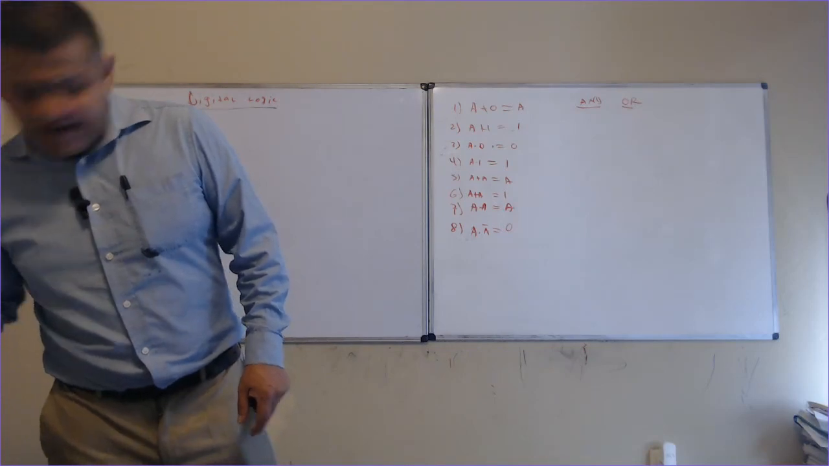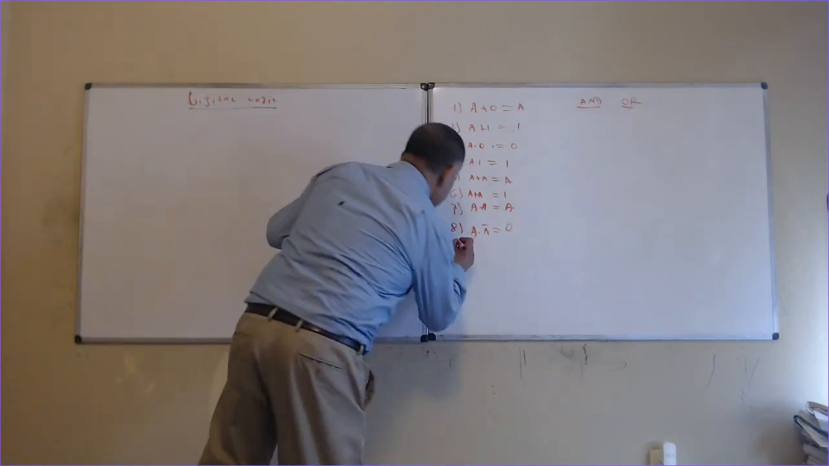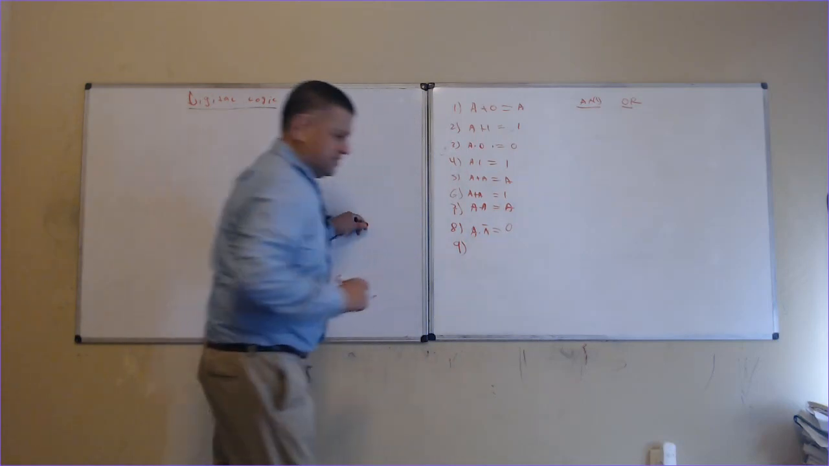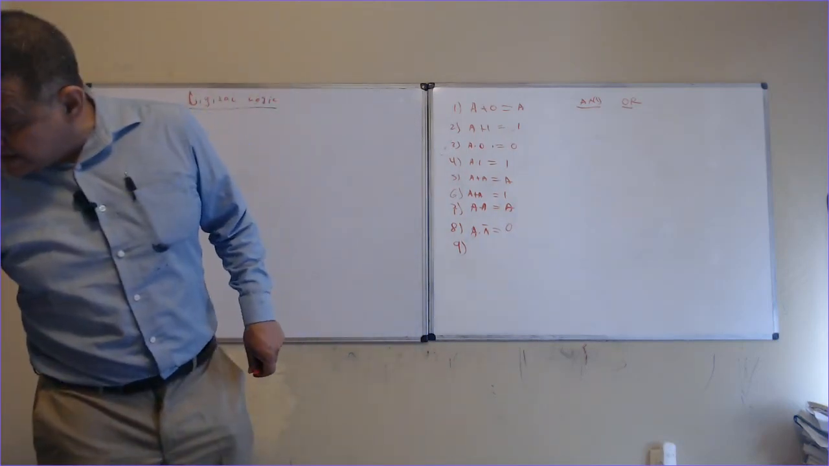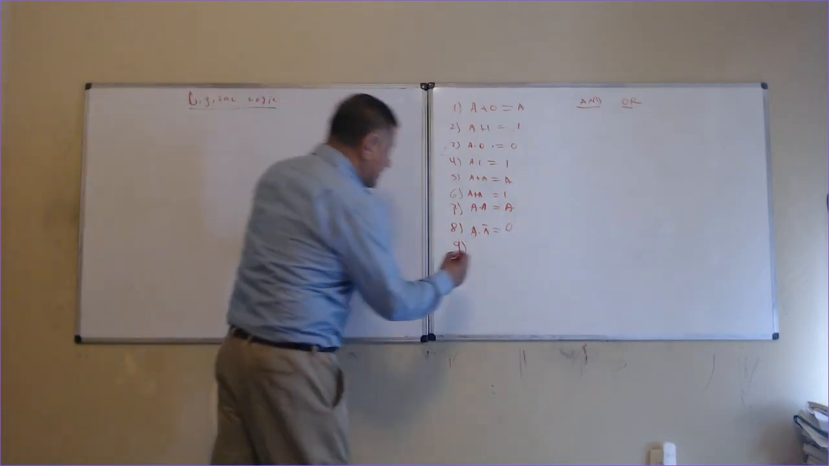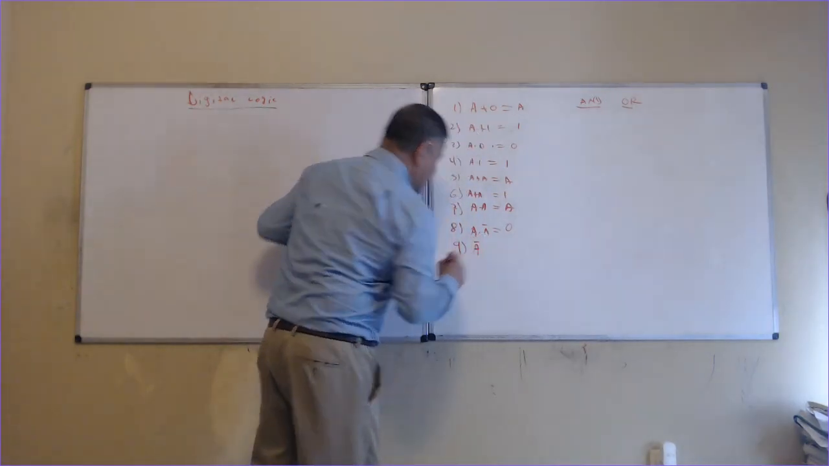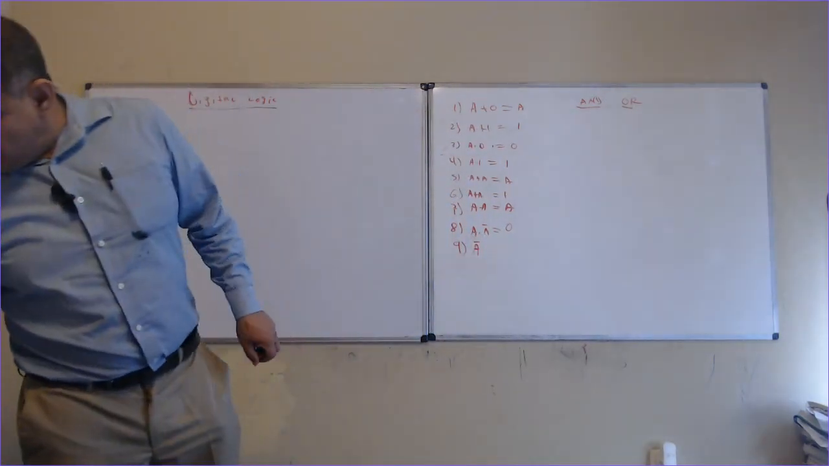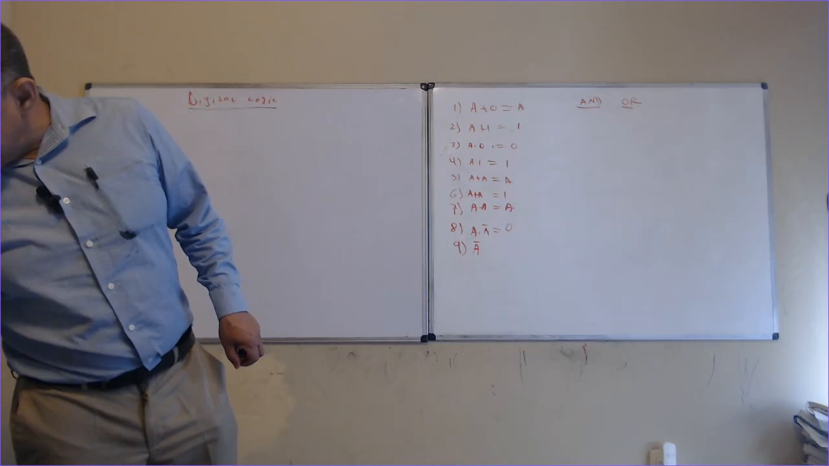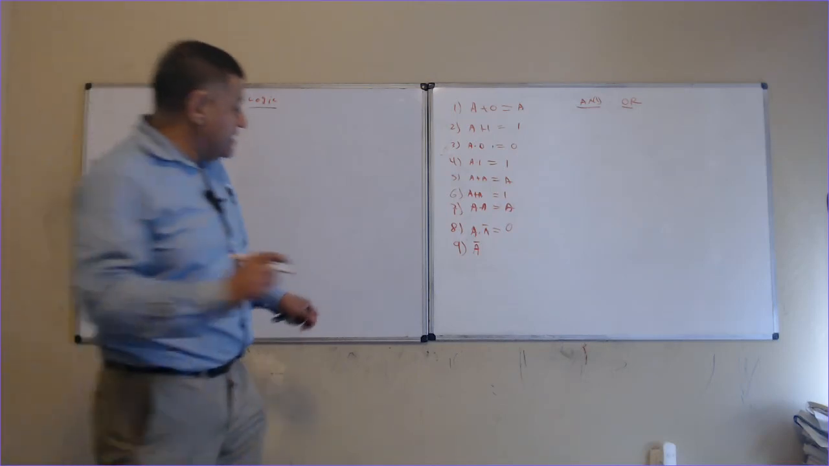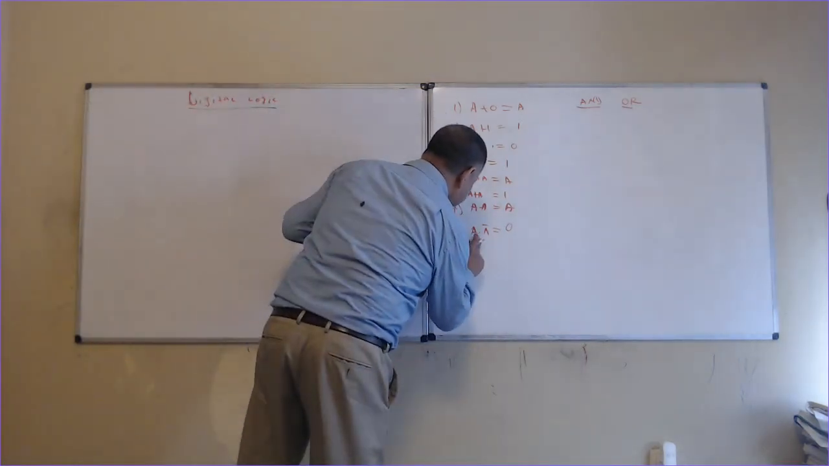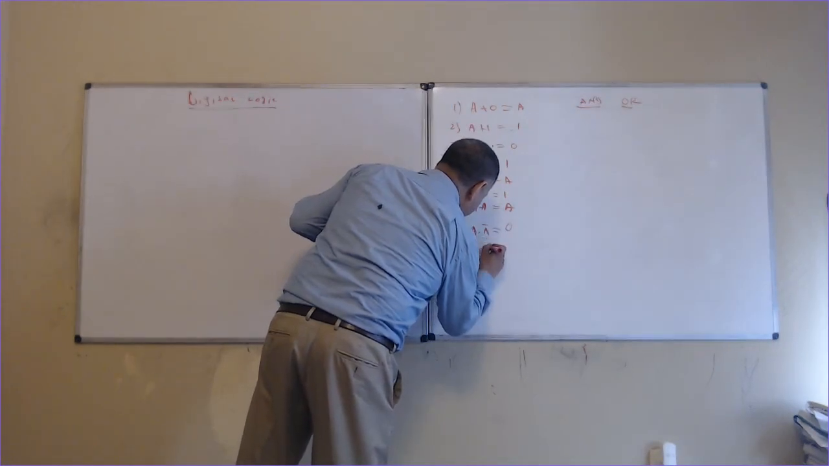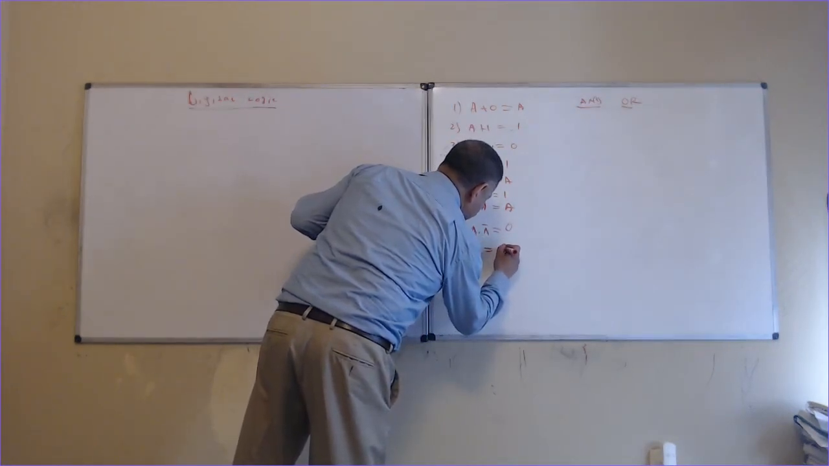So number 9. Number 9 is not A. Not A, double bar like this, right? Not A double bar is equal to A, right?